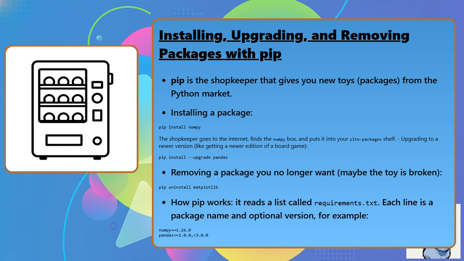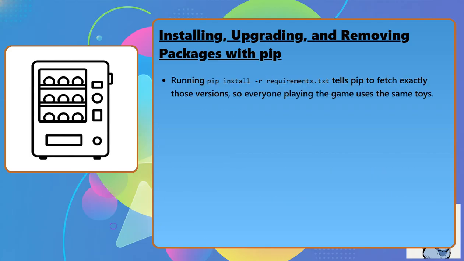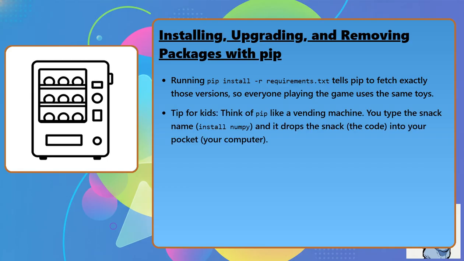How pip works: it reads a list called requirements.txt. Each line is a package name and optional version, for example, numpy==1.26.0, pandas>=2.0.0,<3.0.0. Running pip install -r requirements.txt tells pip to fetch exactly those versions, so everyone playing the game uses the same toys. Tip for kids: think of pip like a vending machine. You type the snack name, install numpy, and it drops the snack, the code, into your pocket, your computer.